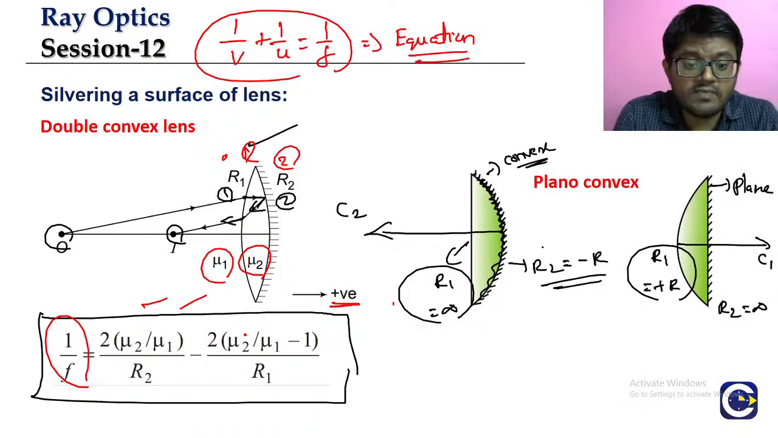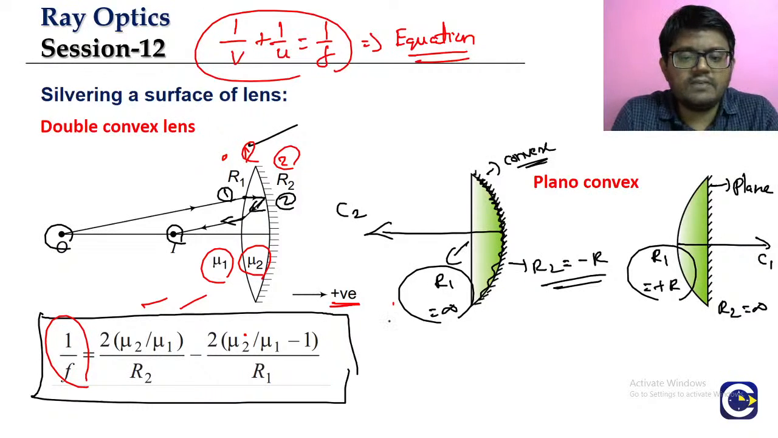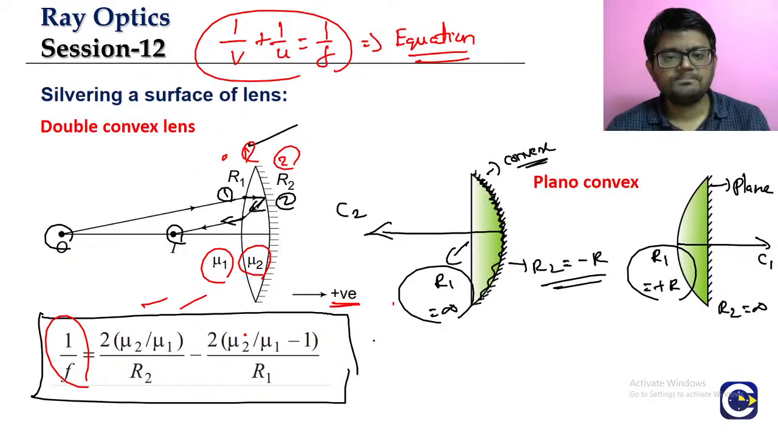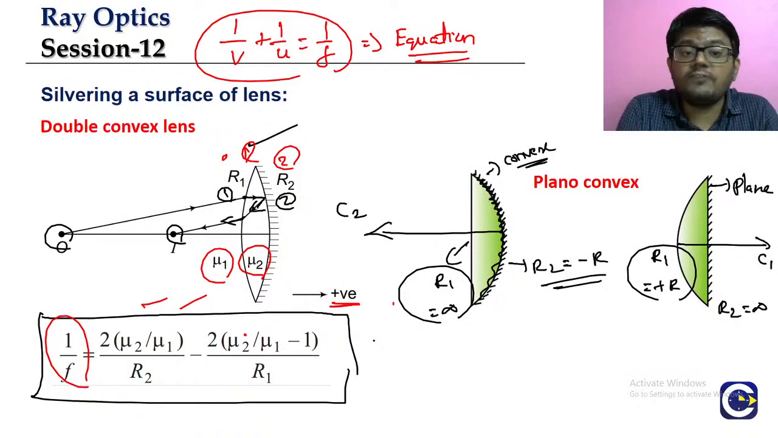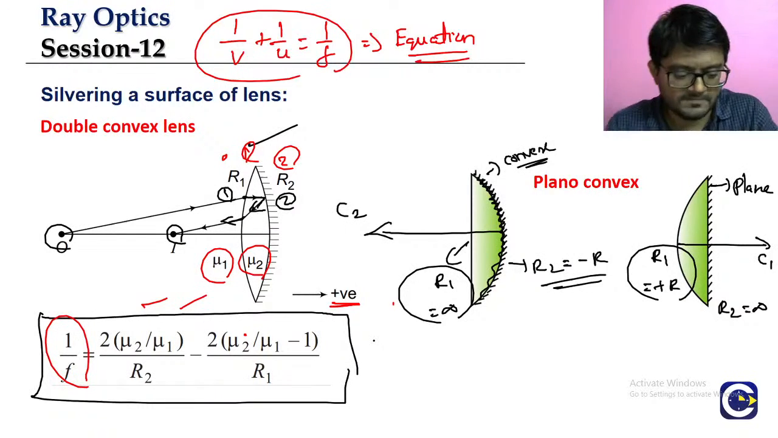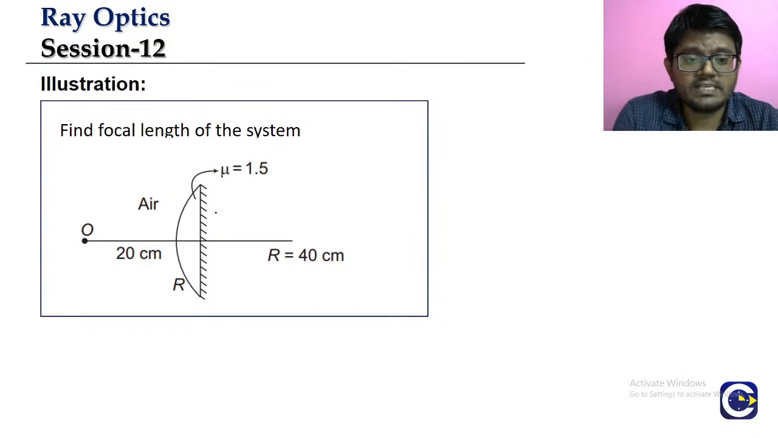So this is the equation. This equation we can use for any lens and we will be able to find the focal length. And one more very important thing: once you get the focal length, you should not think that you will again go and use the lens equation, because these silvered lenses will be acting as a mirror, so we have to use the mirror equation. Now look at one question so that we will be able to understand.